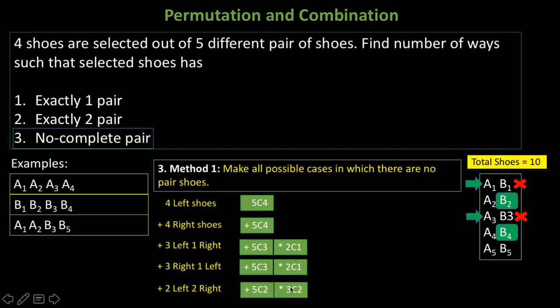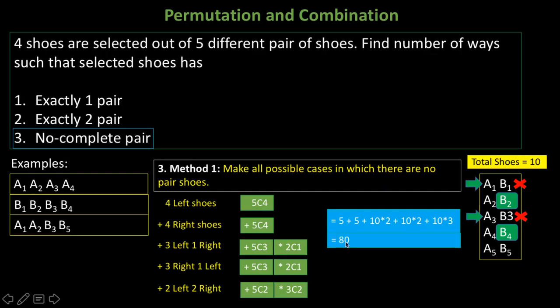Now if we calculate these, it is nothing but 5C4 is 5 plus 5C3 is 10, but 2C1 is 2. Similarly, 5C3 multiplied by 2C1 is 10 into 2, and 5C2 is the same as 5C3, which is 10, and 3C2 is 3. So if we calculate this further, this is nothing but 80. So there are a total of 80 ways to select 4 shoes such that there is no complete pair. Now this is an exhaustive case. We took all the cases and we didn't leave any case.